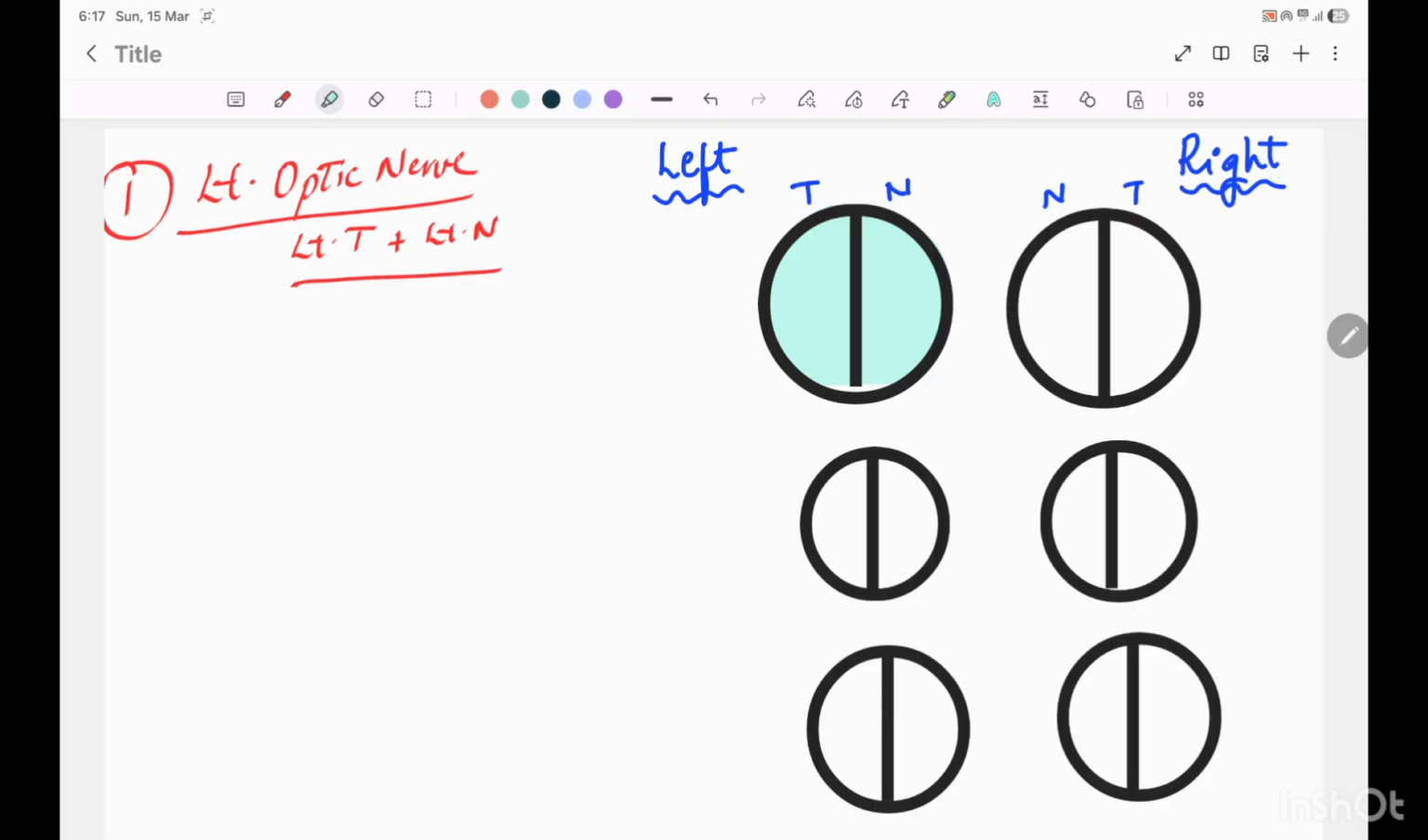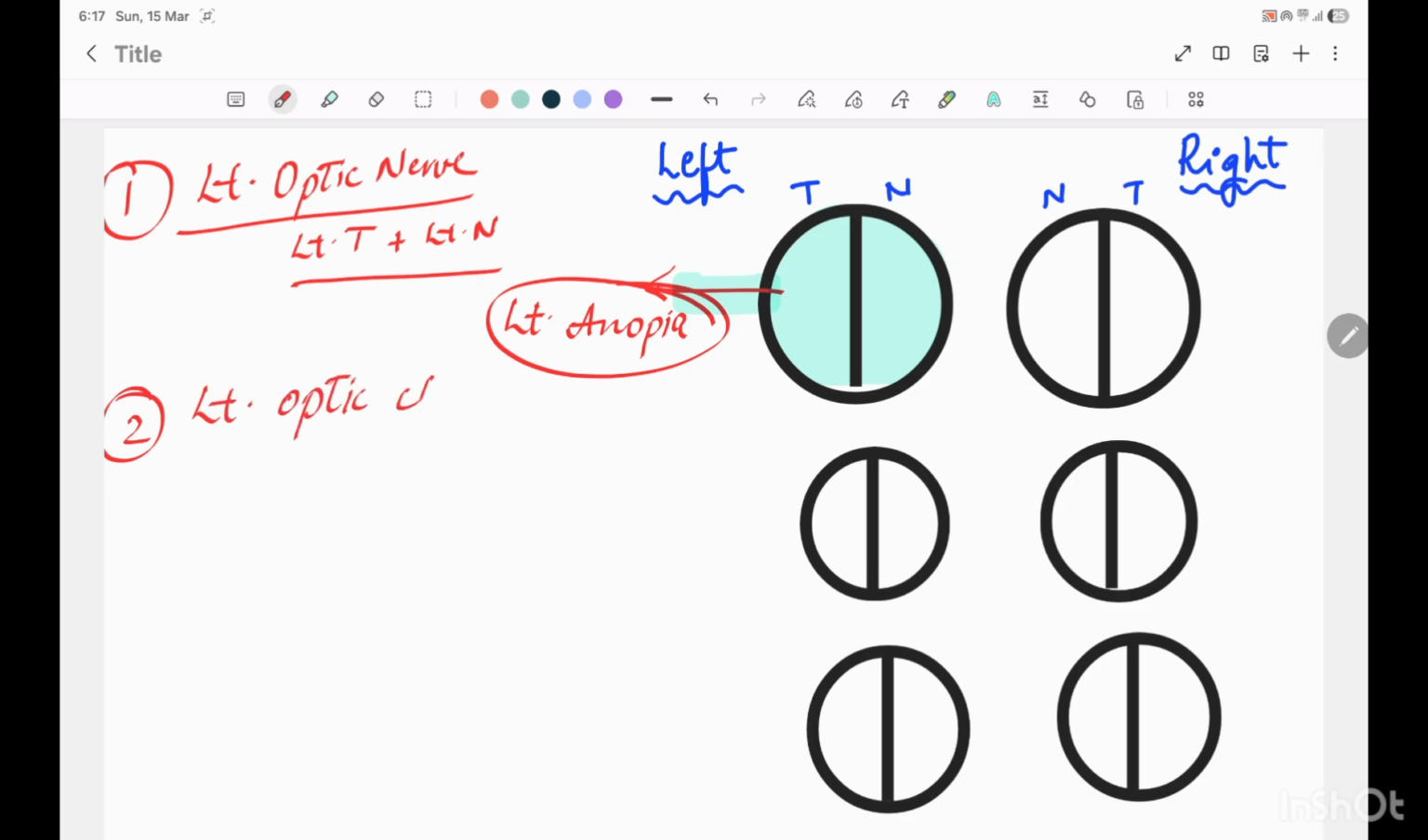That means both the entire nasal and temporal fields are damaged, because the decussation has still not occurred. Complete blindness of a single whole eye is called anopia. Now what do we call this condition? This condition is called left anopia. Okay, clear everyone? So next, after the optic nerve, what comes next? The optic chiasm.